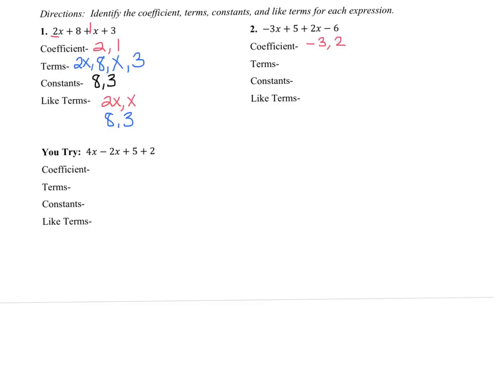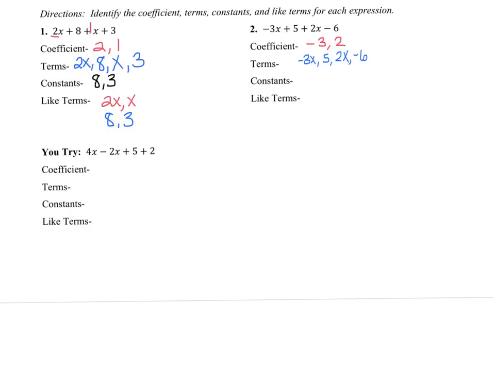Our second identification is the terms. And each piece of this expression is a term. So our terms are negative 3x, 5, 2x, and negative 6. Notice we're bringing the sign in front when we indicate our terms.